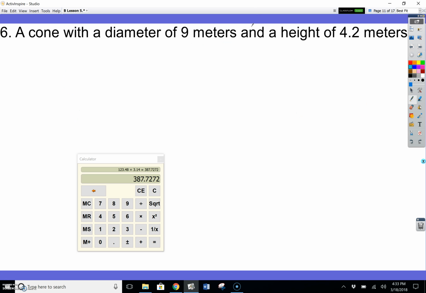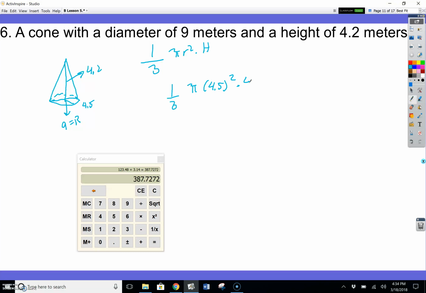It says a cone with a diameter of 9 meters and a height of 4.2. Same idea. What I want to do is draw a cone on both of these. And what I have here is a diameter of 9, which means I have a radius of 4.5. Next, I look at my height. The height here is 4.2. Therefore, I'm going to plug this into the equation of 1/3 pi r squared times the height. This is going to be 1/3 pi times 4.5 to the second power times 4.2.